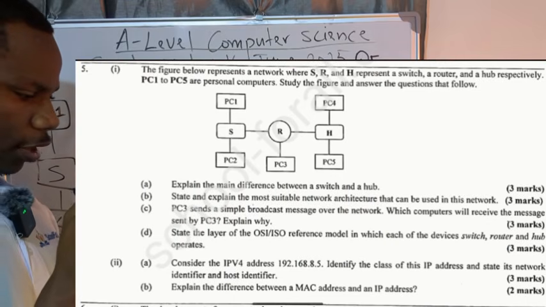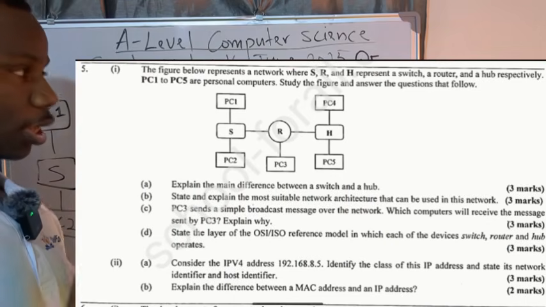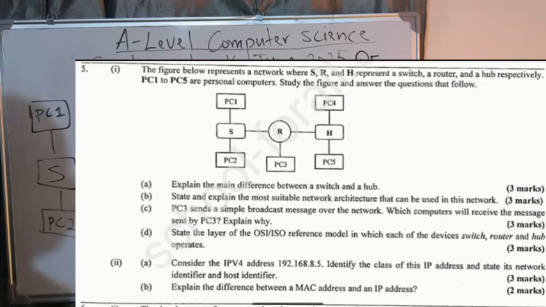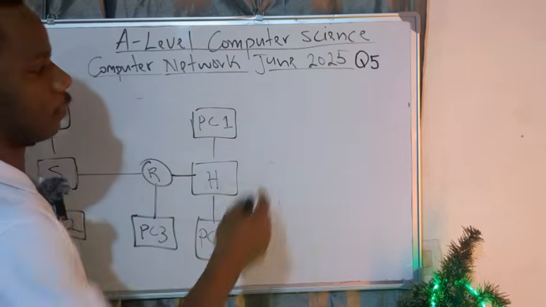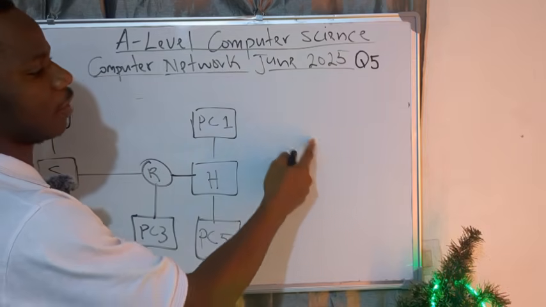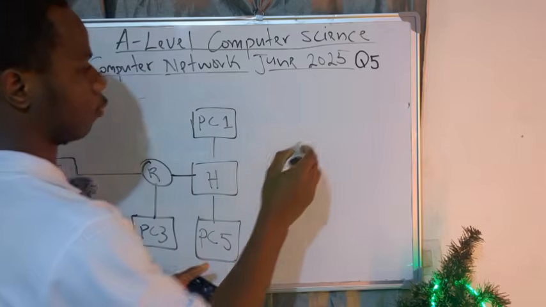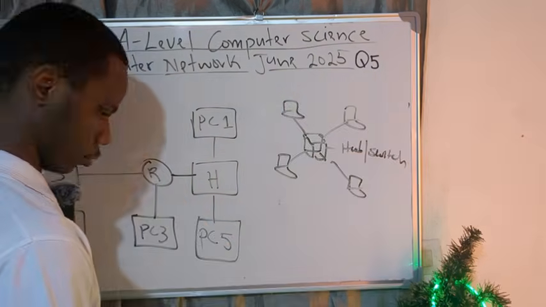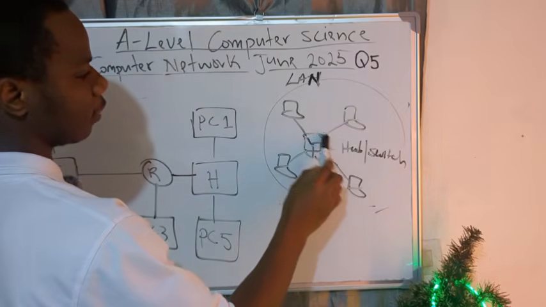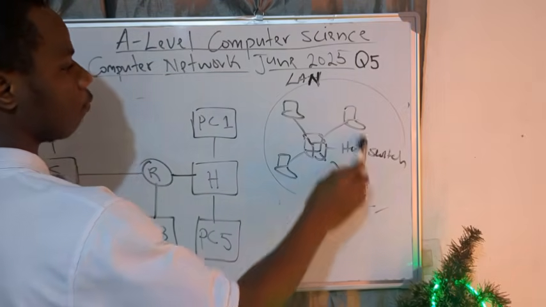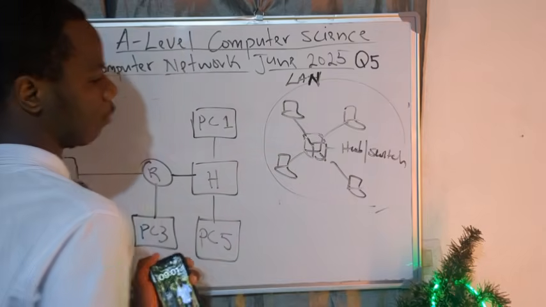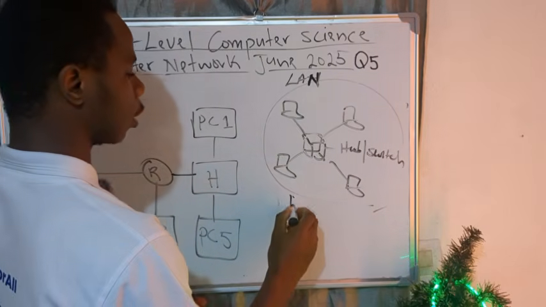So A, they say explain the main difference between a switch and a hub. So I've answered this question in part 1 of this tutorial, but let me just repeat myself. A hub is a network device. Generally, I like to draw this when I'm explaining this thing. So a hub is a central device that connects computers in a local area network and performs broadcasting. Never forget that, please.